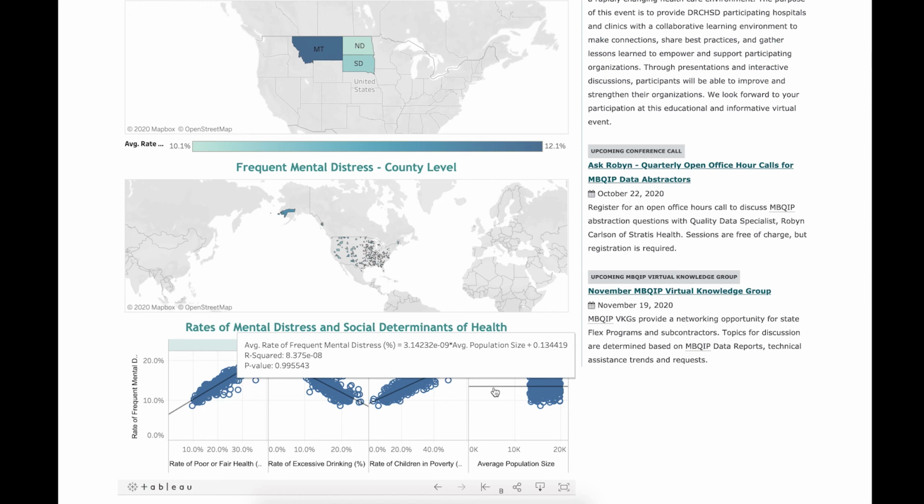The use of this dashboard can reveal trends in health outcomes specific to the frequency of mental distress related to poor or fair physical health, excessive drinking, and rate of poverty.